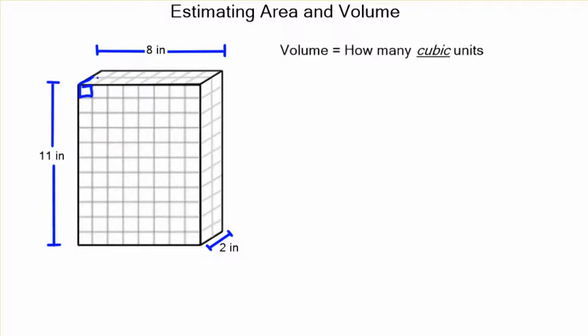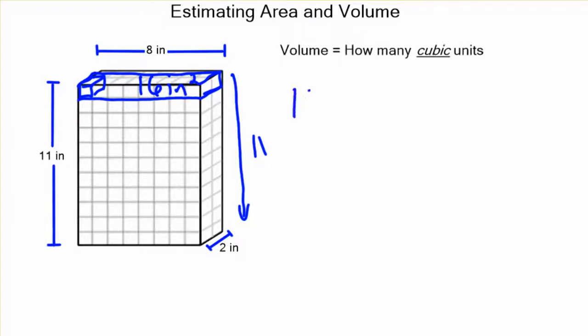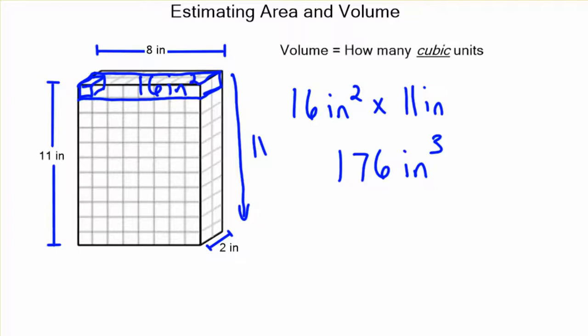Let's try this from a different angle. Let's say instead of the front, we started with this cube here, and we did the top. How many cubes are there up at the top? Well, there's 8 times 2, there's 16 inches. Well, how many stacks are there? Well, 16 times 11 is going to give us that same 176 inches cubed.